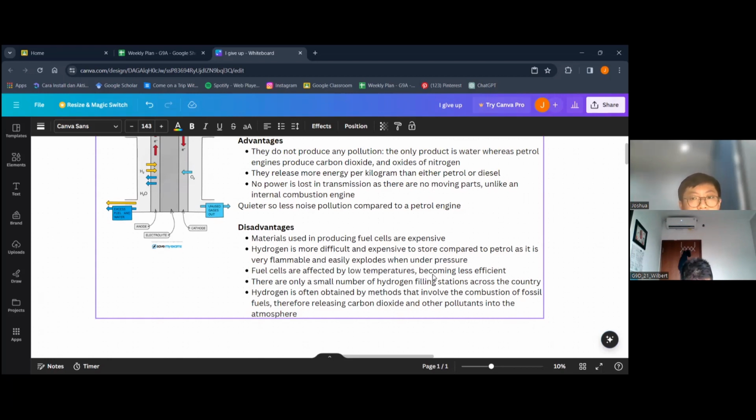Next, fuel cells are affected by low temperatures, becoming less efficient. So you need to control the temperature. If it's too low, it may not function properly, but if it's too high, it may combust or explode. And there are only a small number of hydrogen filling stations across the country, and hydrogen is often obtained by methods that involve the combustion of fossil fuels before releasing carbon dioxide and other pollutants into the atmosphere.